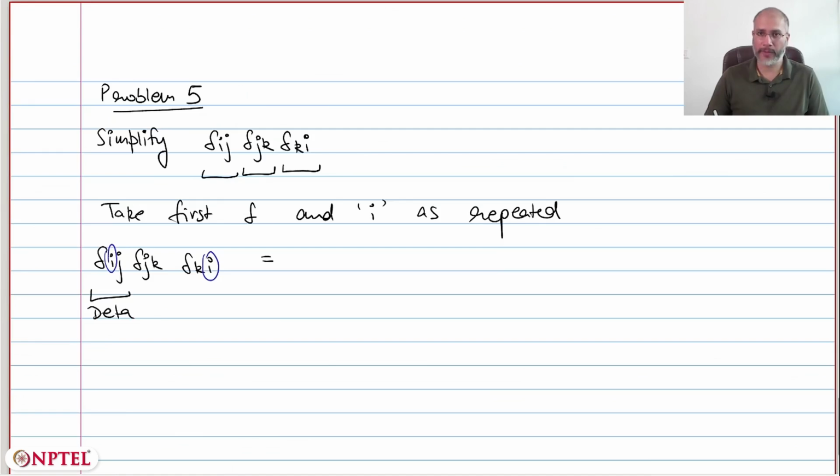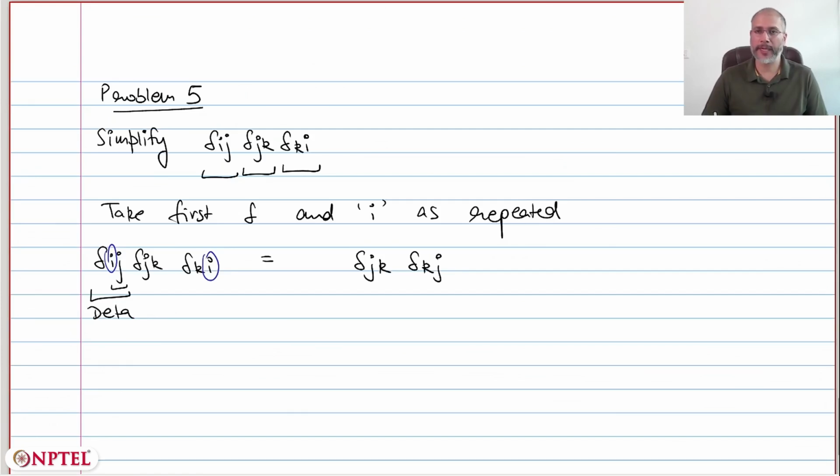So we'll get rid of this delta in the simplified expression. What we are left with is delta jk and delta ki, but we have to replace the repeated index, that's k, with the other index of the delta that we have taken, that is the other index is j here. So this k gets replaced with a j.